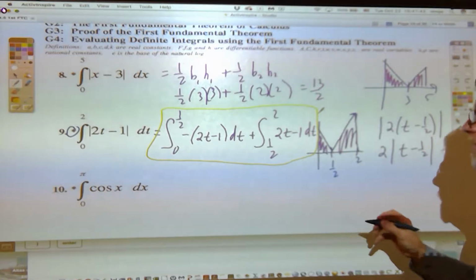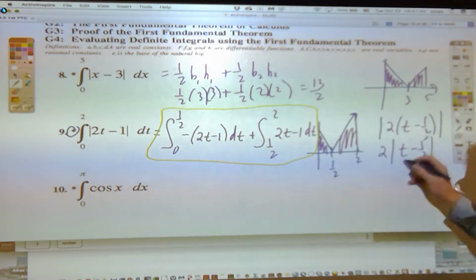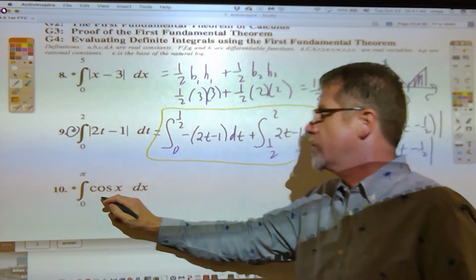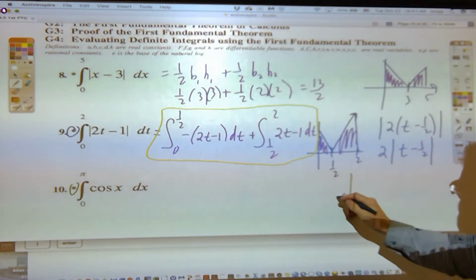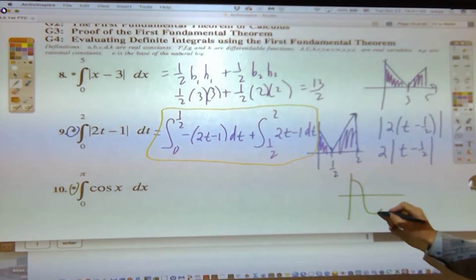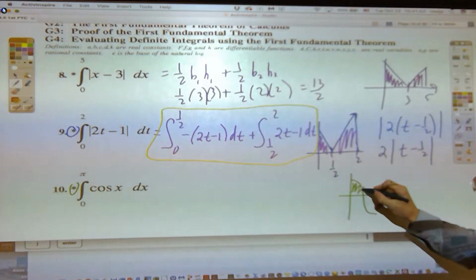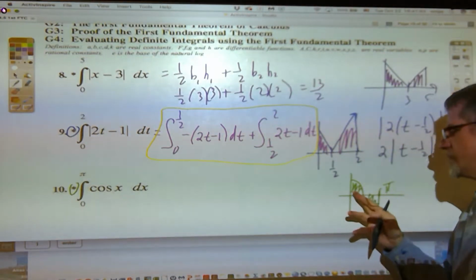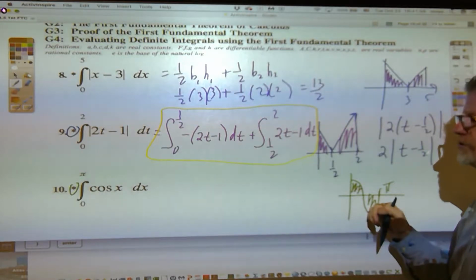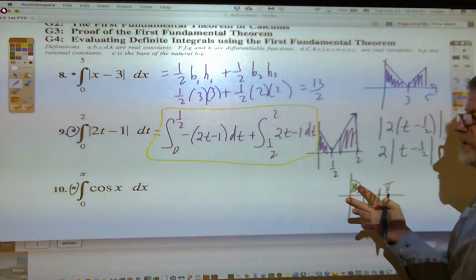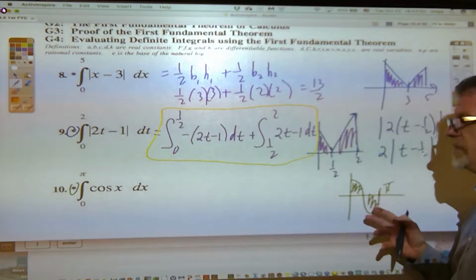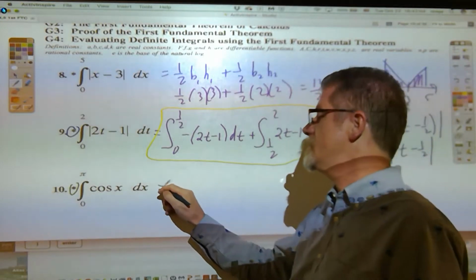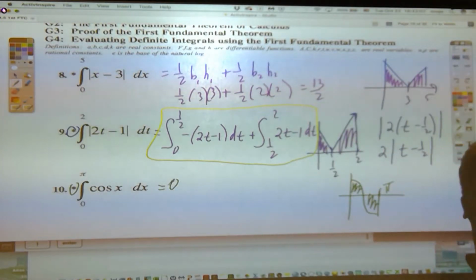Now, by the way, the reason that we're asking you to draw cosine x from 0 to pi is so that you can see quickly that the answer is going to be 0. Because isn't the cosine graph from 0 to pi such that the amount of positive area is equal to the amount of negative area? So you can tell the answer is going to be 0 just by your graphical intelligence.